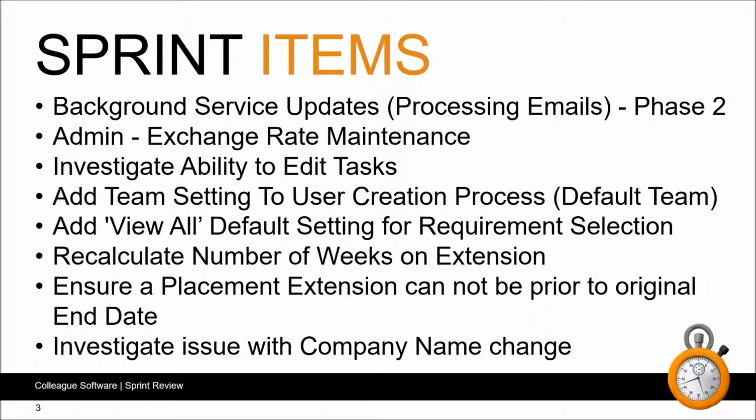Looking at the high-level items and to explain further, in this sprint, we've been able to deliver the second phase of background service updates. This has enhanced the way bulk sending is processed within Colleague 7 and addresses a range of issues surrounding this area to ensure that you can queue a batch of emails for sending without issue.